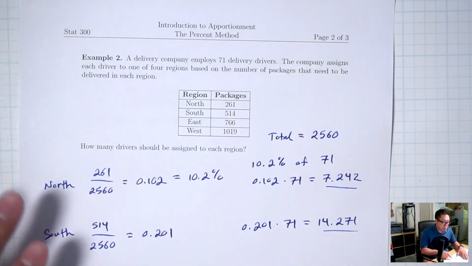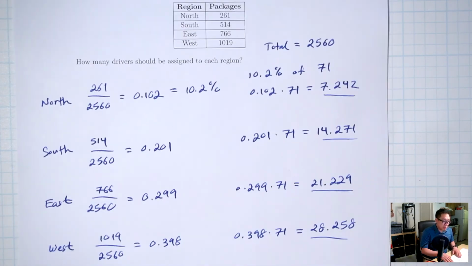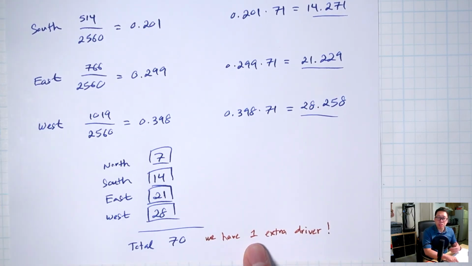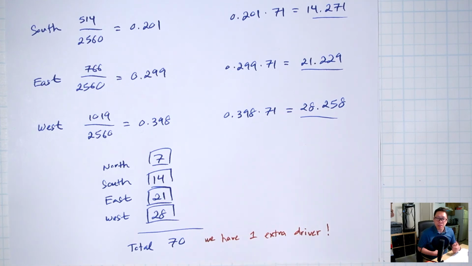Okay, based on the entire situation, right? If you were like the manager of this delivery company, who would you give the extra driver to? Who would you assign the extra driver to? North, south, east, or west? Once again, there's no right or wrong answer. I just want to know who you would give it to and why. What's your opinion on who should get this?